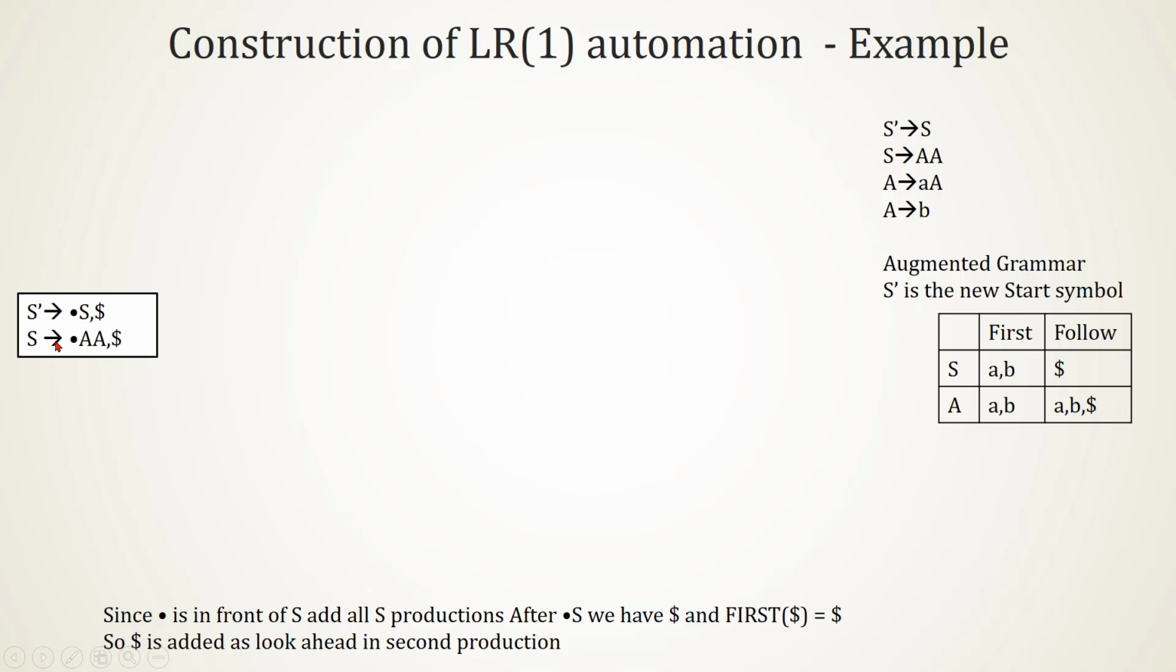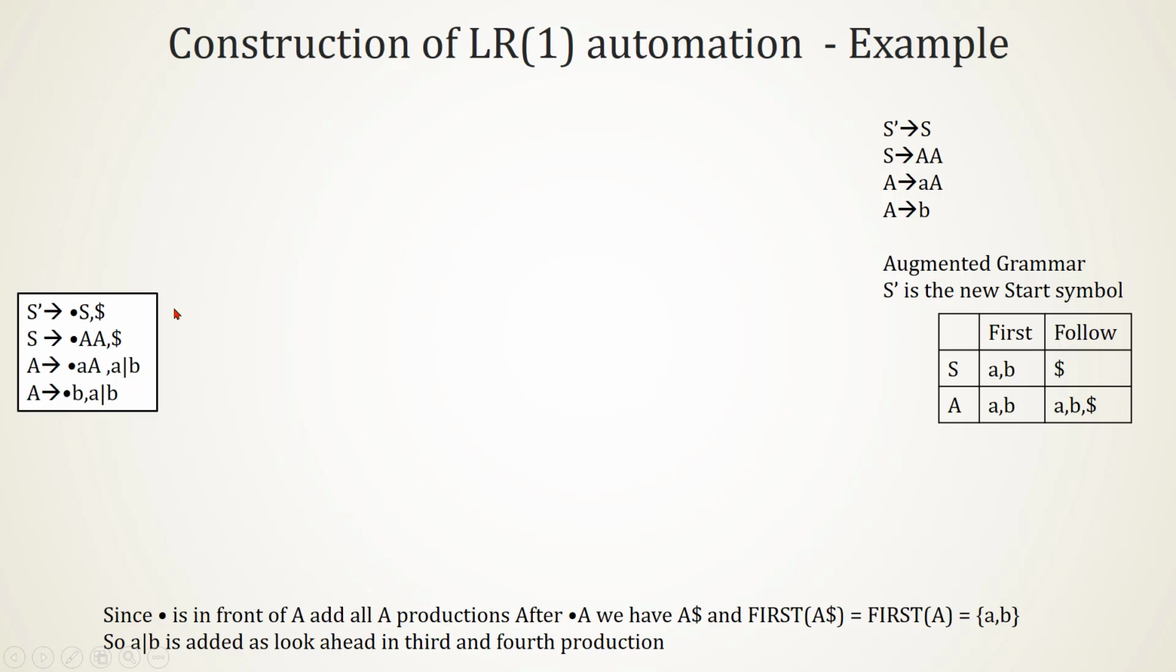Here I have added a new production, but dot is in front of A. So I have to add all the A productions. Two A productions are there. So A derives dot AA, A derives dot B. So here also we find look ahead. Why did I add these two productions? Because here I have a dot in front of A.